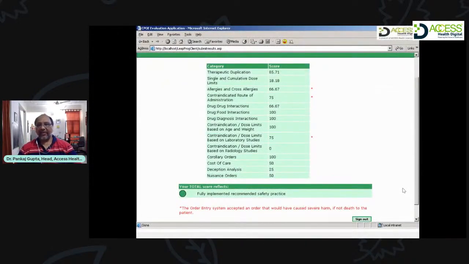Here is an evaluation system that I helped develop long back when I was working with FCG, and the system still exists. It is in use for evaluation of various hospitals, whether they are compliant to the CPOE standards or not.